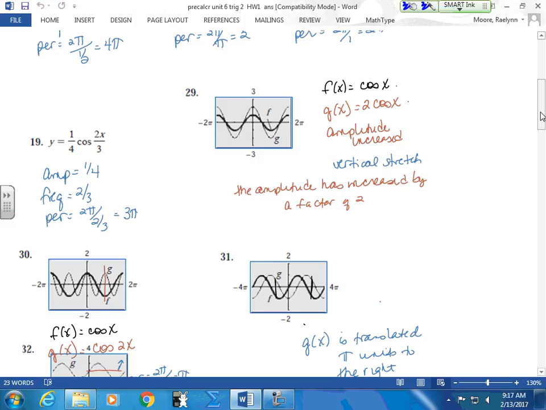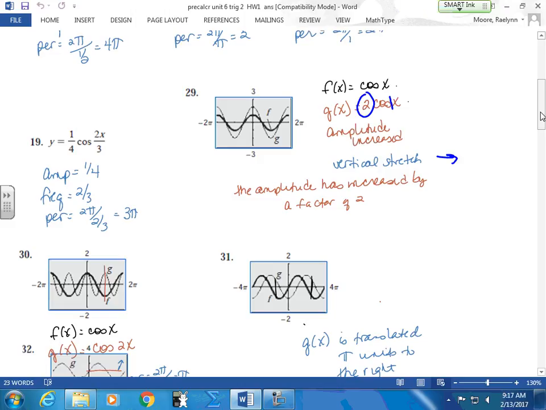So what did it do from here to here? There's an amplitude change. So your amplitude went from a 1 to a 2. Did it keep the same period? 1 curve in 2 pi? Yep, 1 curve in 2 pi. So that still is 1. Okay? And because the amplitude changes like this, in terms of transformations, we call this a vertical stretch by a factor of 2, using our transformation names that we've always used.